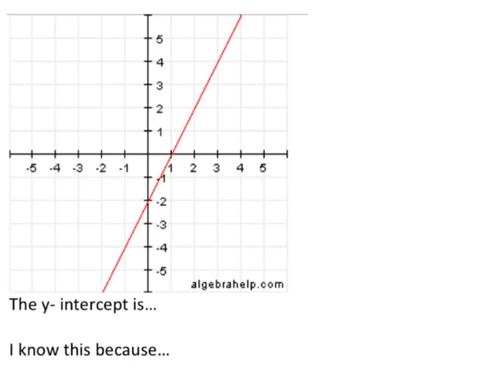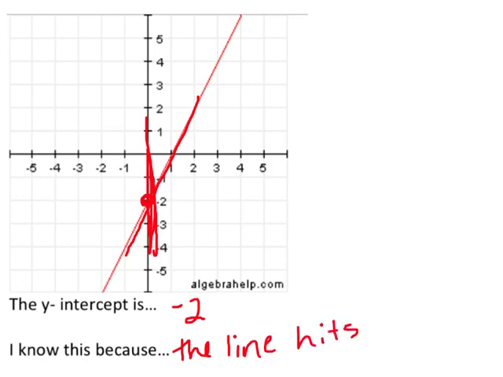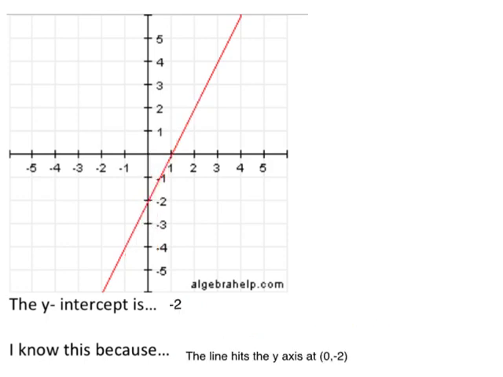Do a few more practice problems. Again, where does our line and the y-axis meet? In this case, it meets at -2. And you know this because the line hits the y-axis at what point? At 0. So you know it because the line hits the y-axis at the point 0, -2.